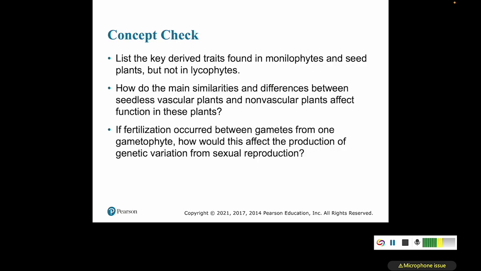So at this point, you should be able to list key derived traits found in monilophytes and seed plants, but not in lycophytes. So monilophytes are more closely related to seed plants than lycophytes. We talked about how they are similar to seed plants. What are the main similarities and differences between seedless vascular plants and non-vascular plants? And how do those similarities and differences affect function in these plants? And if fertilization occurred between gametes from one gametophyte, how would this affect the production of genetic variation from sexual reproduction?